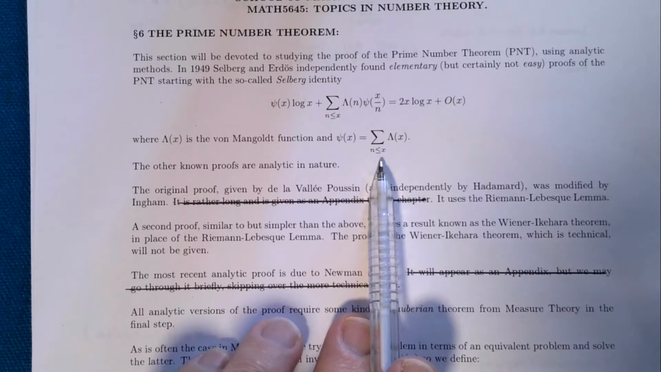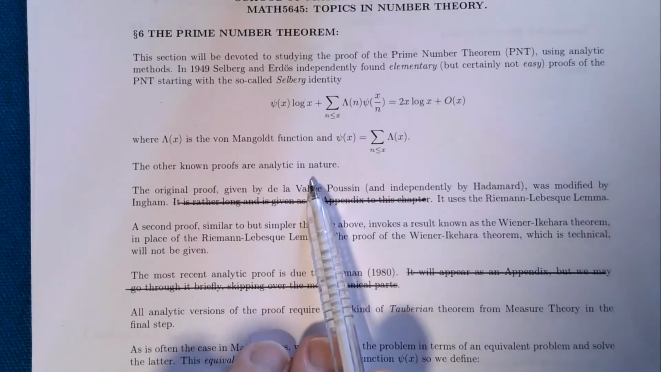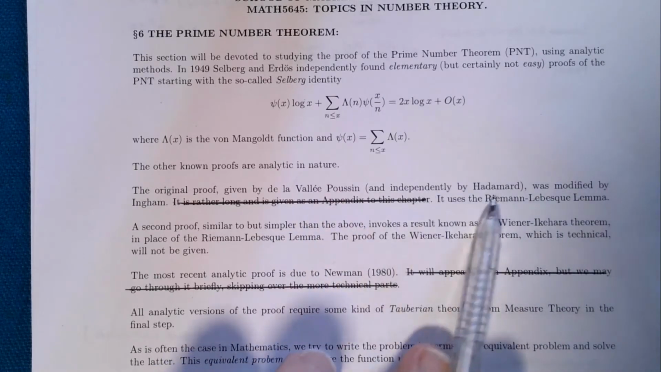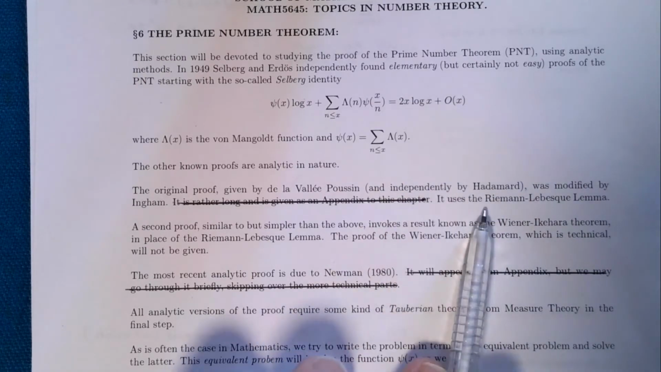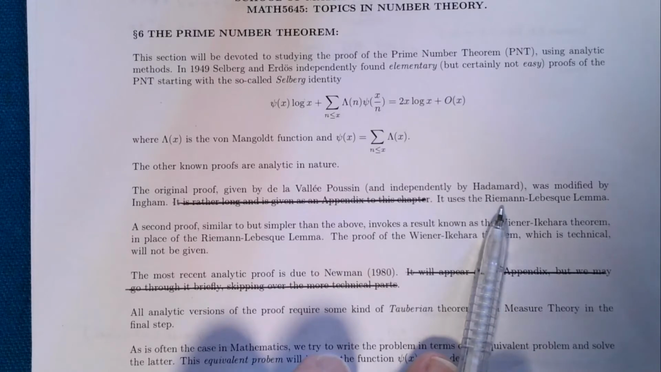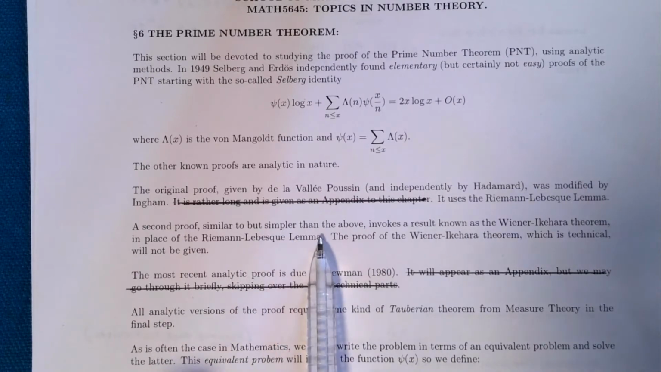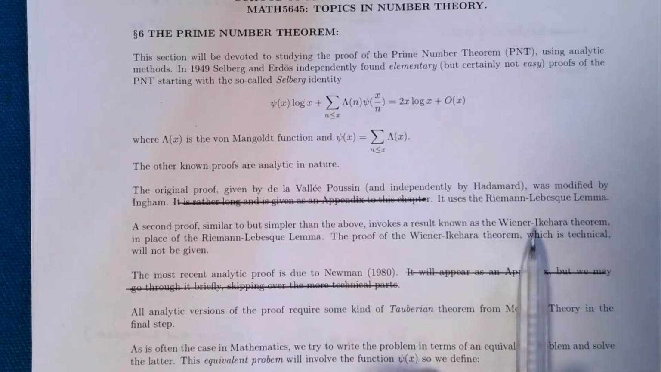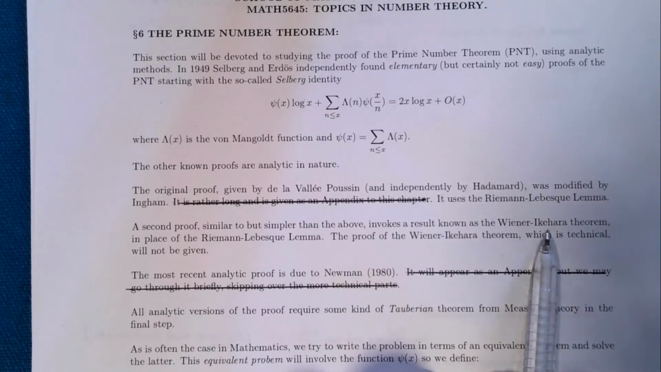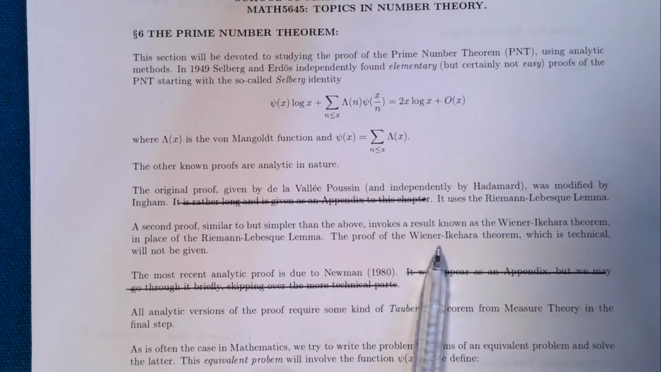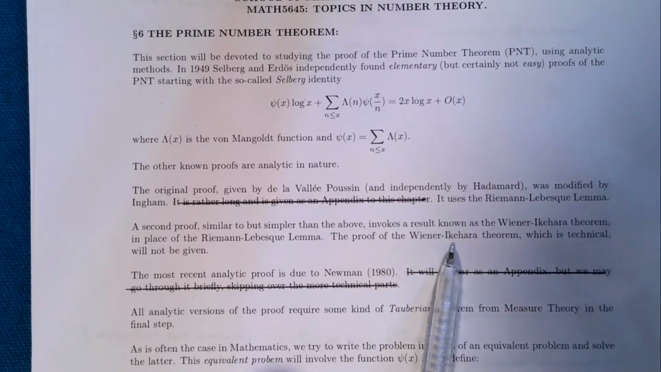The other known proofs are all analytic in nature. The original proof was given by de la Vallée Poussin independently of Jacques Hadamard, and it was modified by Ingham, and it uses the Riemann-Lebesgue lemma. A second proof, similar to but simpler than the above, makes use of the Wiener-Ikehara theorem in place of the Riemann-Lebesgue lemma. And the proof of this Wiener-Ikehara theorem, I'm going to state it, but I'm not going to prove it. You can find it in books.